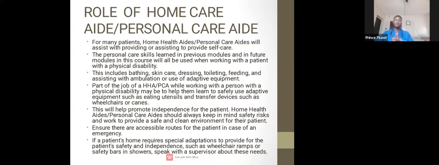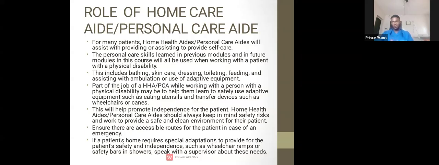Safely use adaptive equipment, because accidentally something can happen and with the wheelchair, they may even get into an accident. So you have to teach them how to safely use those adaptive equipment and even the chairs. This will help promote independence for the patient.